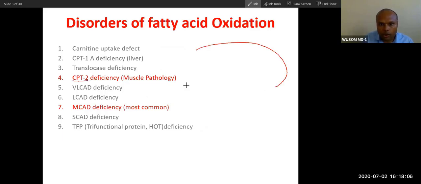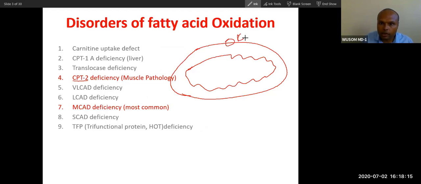What is CPT-2? Carnitine palmitoyl transferase. You see this is the inner mitochondrial membrane and the outer. CPT-1 is present in the outer mitochondrial membrane. I told you it is a rate limiting enzyme that is inhibited by malonyl coenzyme A. And this facilitates conversion of what? Acyl coenzyme A to acyl carnitine. This is the function of CPT-1.